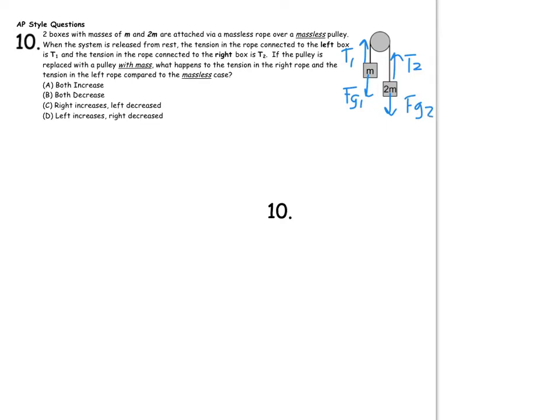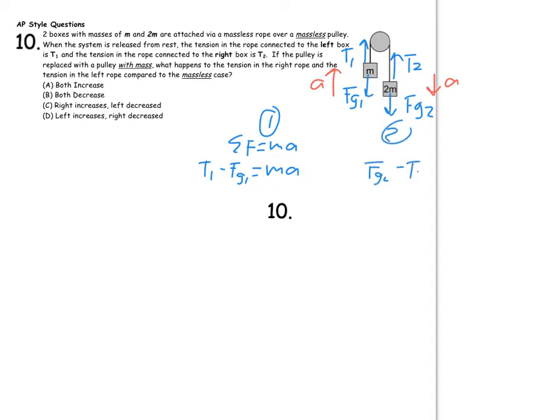Okay, now our system is going to be accelerating, so that box 1 is accelerating up and box 2 is accelerating down. I'm going to go ahead and write my F equals ma for each of these boxes, because that ultimately I think is going to help me figure out this problem. So I'm going to say for box 1, T1 minus FG1 equals ma, and for box 2, I'm going to say that FG2 minus T2 equals 2ma.